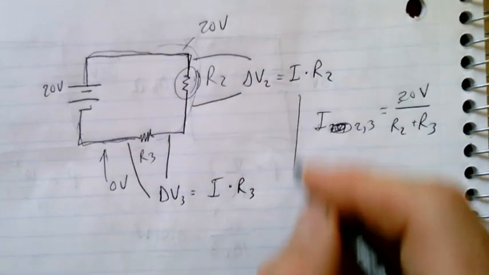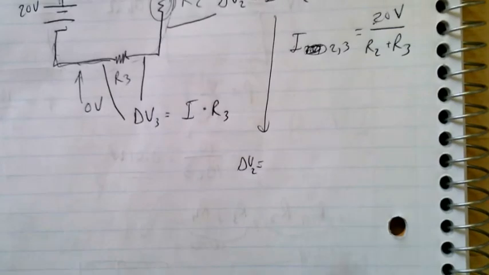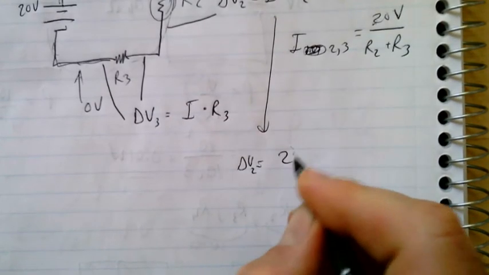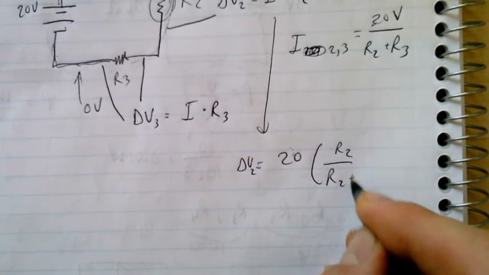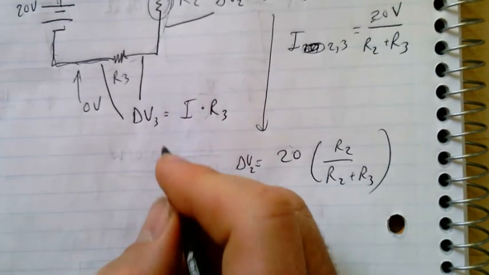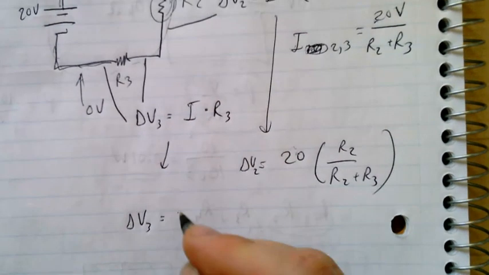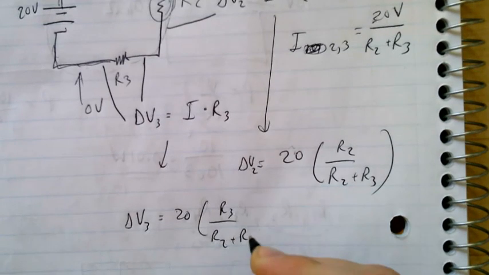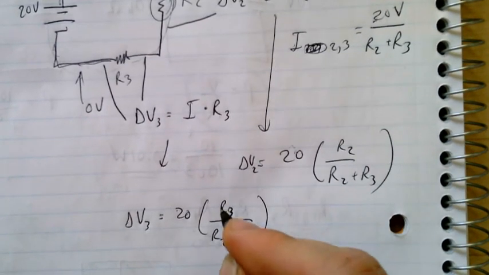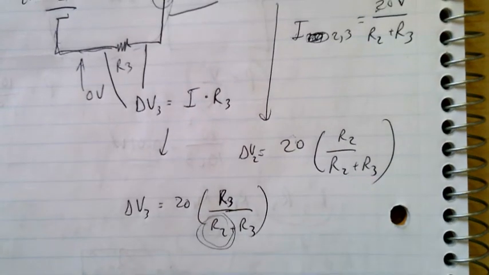So therefore, I can plug this in here, and delta V2 is equal to 20 volts times R2 over R2 plus R3. And similarly, delta V3 is equal to 20 volts times R3 over R2 plus R3. So maybe now it's becoming more clear that if we make R2 bigger, then we're making this part on the bottom bigger, and so we're making overall V3 go down.